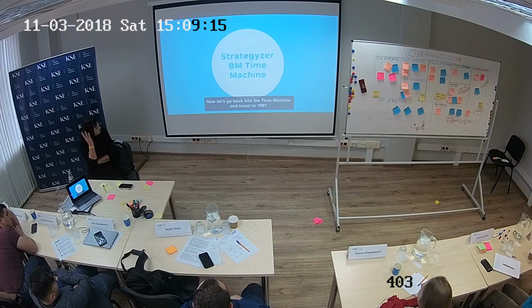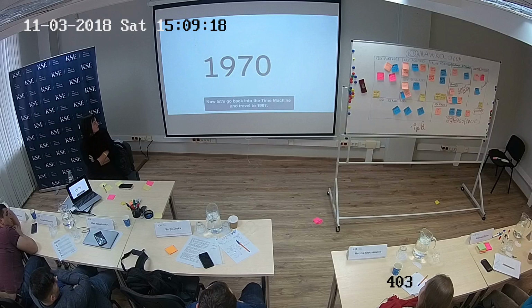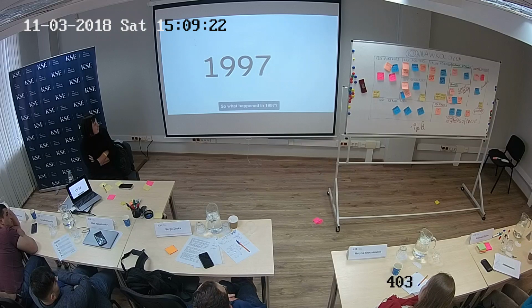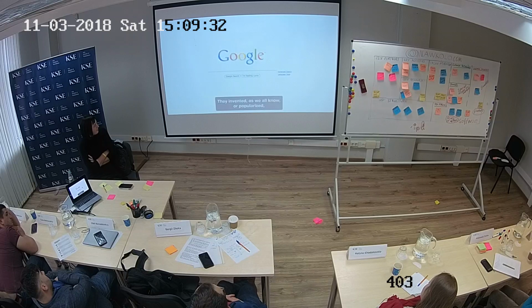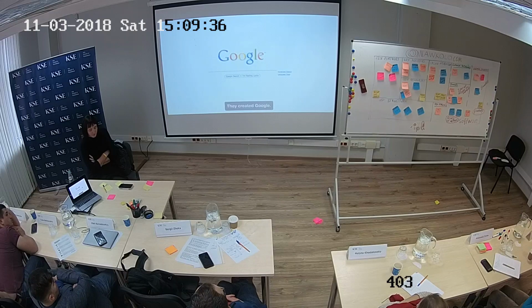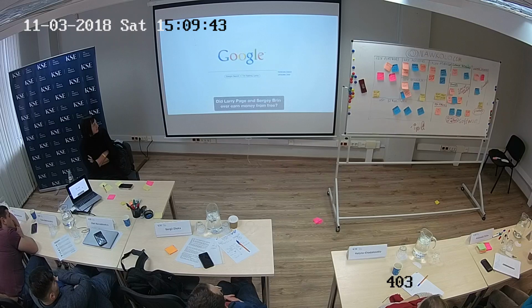Now let's go back into the time machine and travel to 1997. So what happened in 1997? I'd like you to learn about this story, which you probably already know. The story of Larry Page and Sergey Brin. They invented, as we all know, or popularized the first modern-day search engine. They created Google. Now what's special about Google? Google is free. So how do you earn money from free? Did Larry Page and Sergey Brin ever earn money from free?